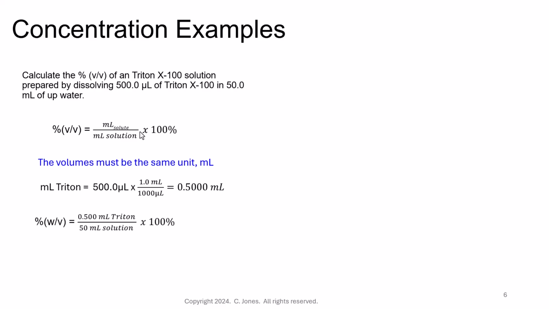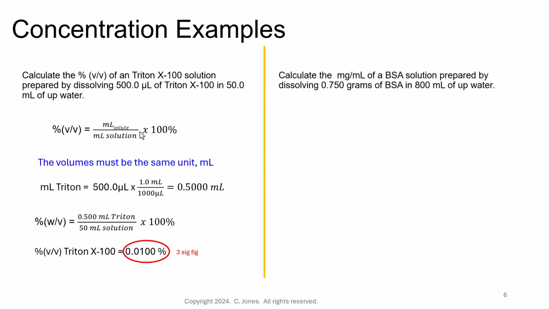So the percent weight, oops, I made a mistake here. Sorry, this should be percent volume, not percent weight volume, is 0.5 mils of Triton over 50 mils of solution times 100%. And again, this should be percent weight volume, not percent volume. And so the percent volume is 0.0100%, and we have 3 significant figures. And again, we'll have a separate unit and segment on how to determine the number of significant figures during your calculations.